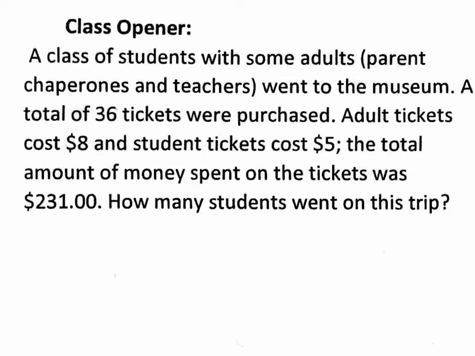So on this first word problem in the class opener, as you read it, you should be able to create an equation. It says a class of students with some adults, what I mean by adults, parents and chaperones and teachers, went to the museum. So a total of 36 tickets were purchased. As you can see, there are adult tickets that cost $8 and student tickets that cost $5. The total amount of money spent on tickets was $231. So how many students went on this trip?